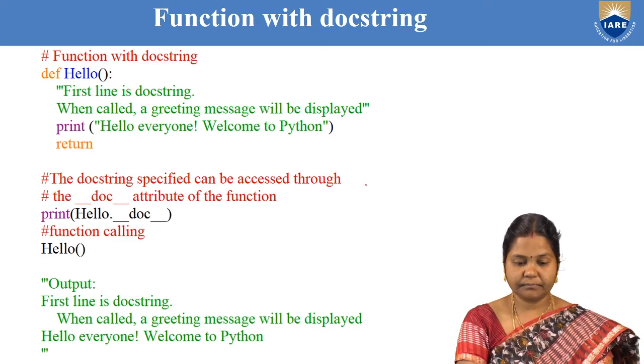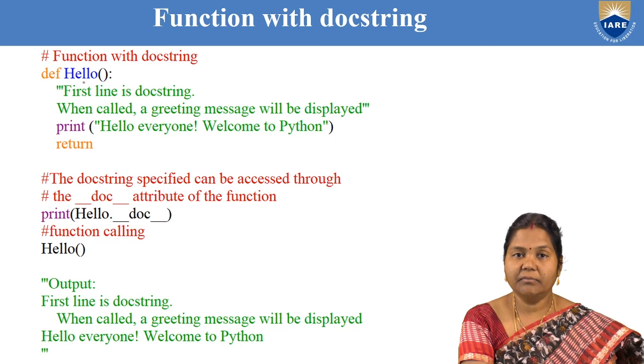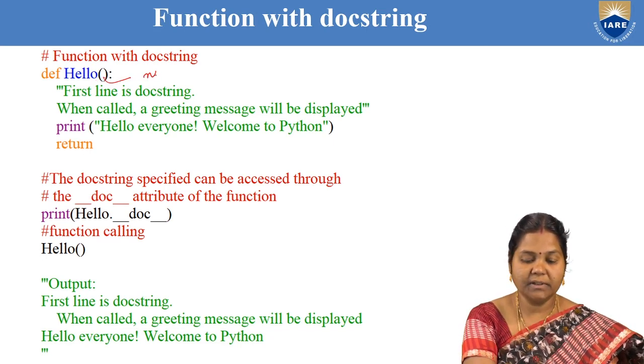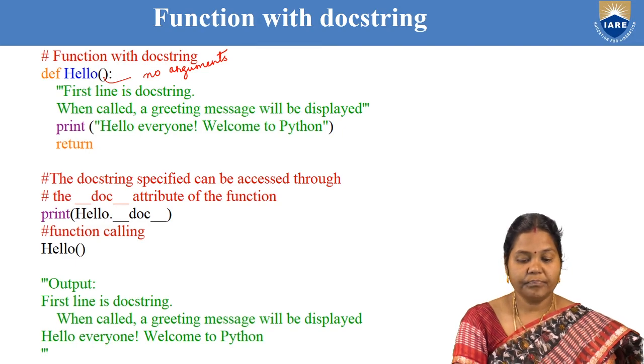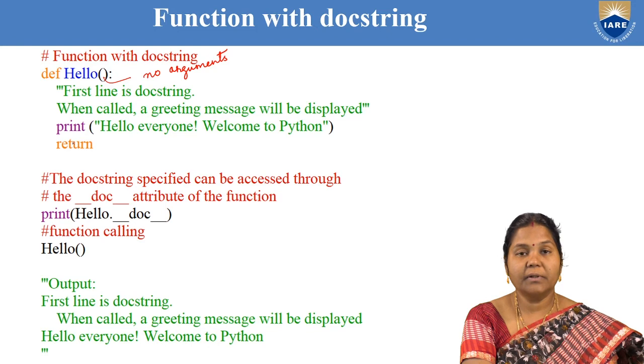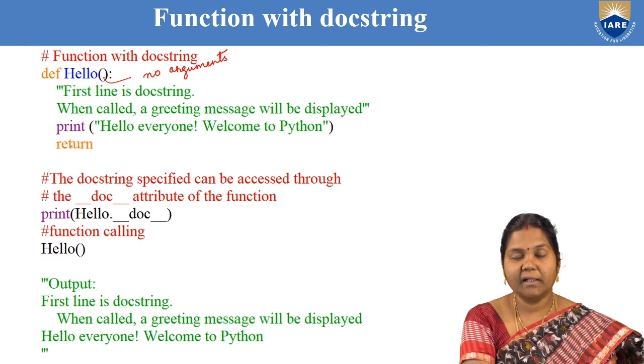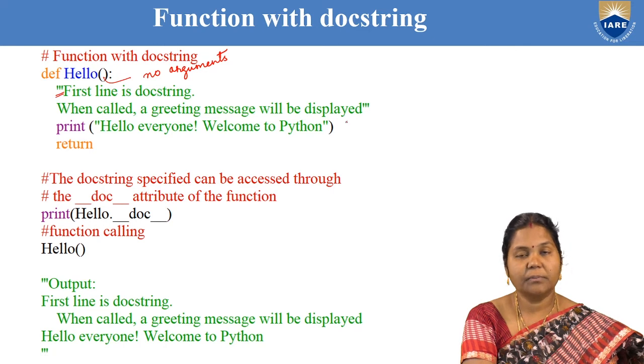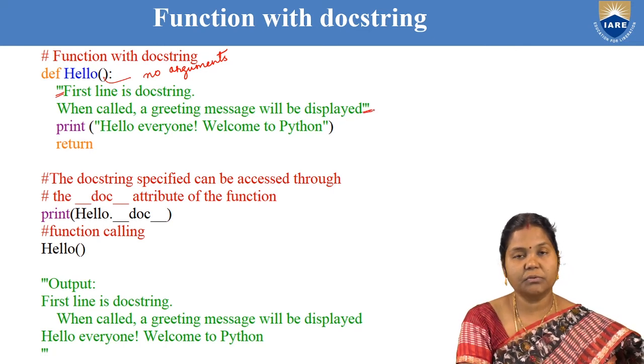Now let us see. Define a function, def hello. Hello is the name of the function. It takes no arguments or parameters. Now here I am defining the docstring. Whenever it is spread over multiple lines, use triple quotes. You know that triple quotes are used for writing comments in multiple lines. So you can use triple single quotes or triple double quotes.